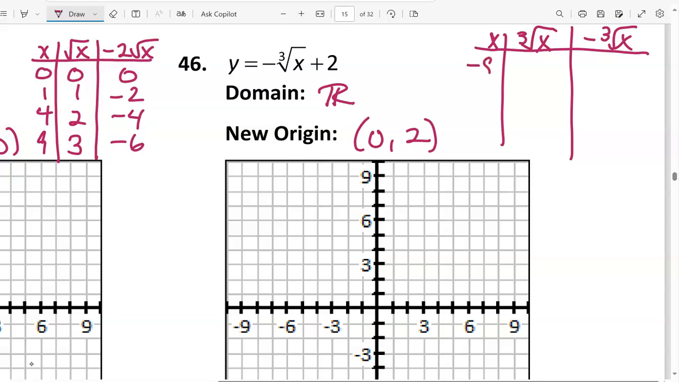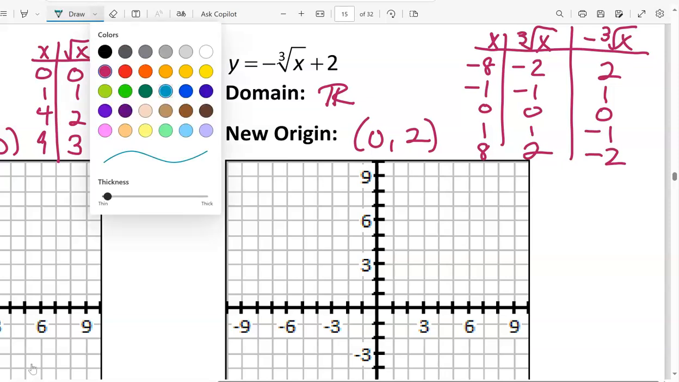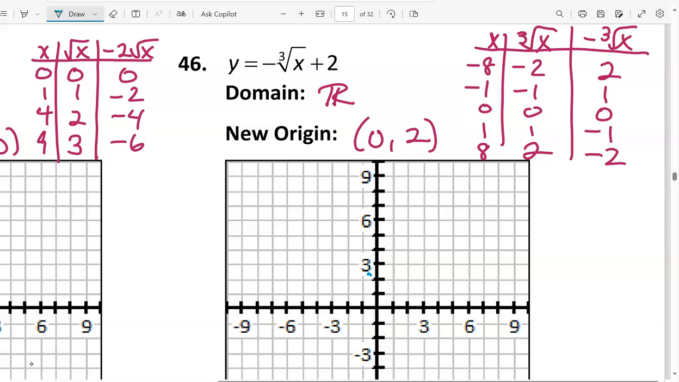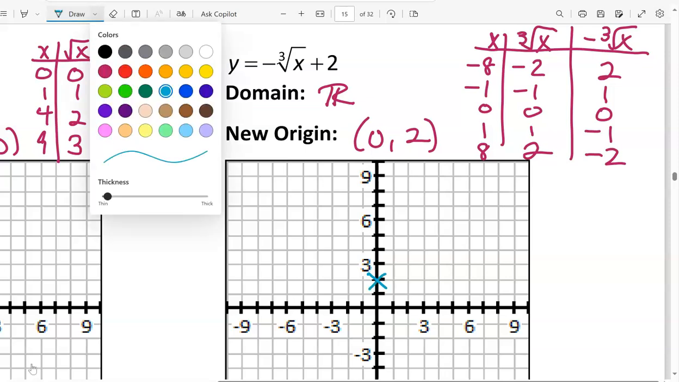So I'm going to use my x values for cube rooting, and take their cube roots, and then multiply each by negative 1. And then we're going to graph those first and last columns as our x and y pairs, but from the point 0, 2, which is our new origin.